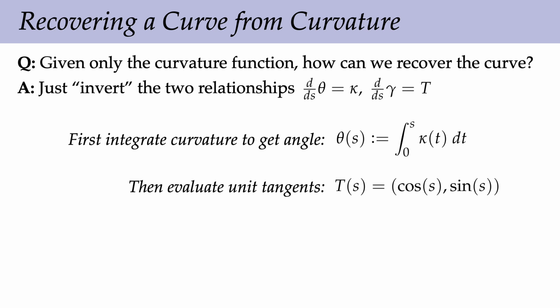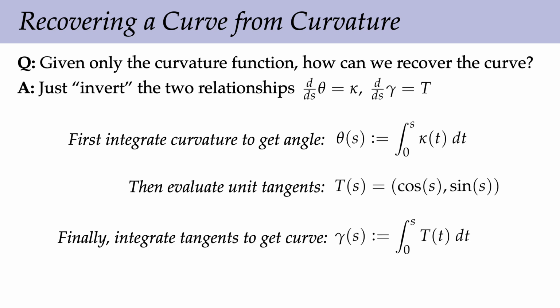So if we want to recover the curve itself, well, we just integrate up those velocities. You can imagine we start at the beginning of time and we move in that direction at that speed. So gamma of s is equal to the integral from 0 to the current time s of T of t dt.